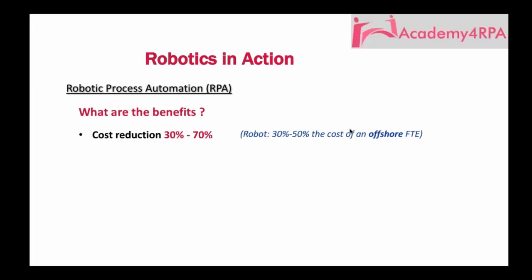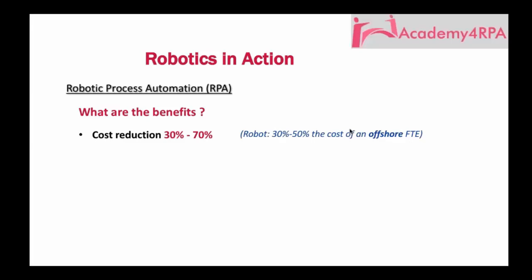Basically, for example, if a full-time employee takes, suppose, $100 for a certain task, the same task can be performed by a robot for just 30 to 50% of that $100. So it would be a huge saving in the long run.